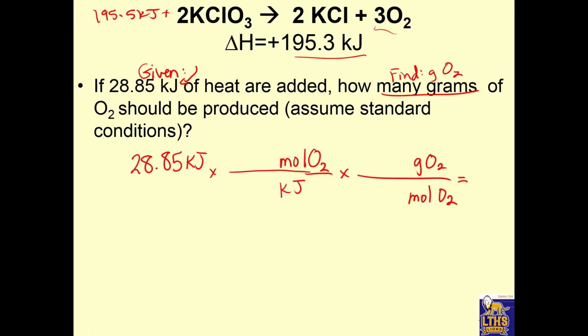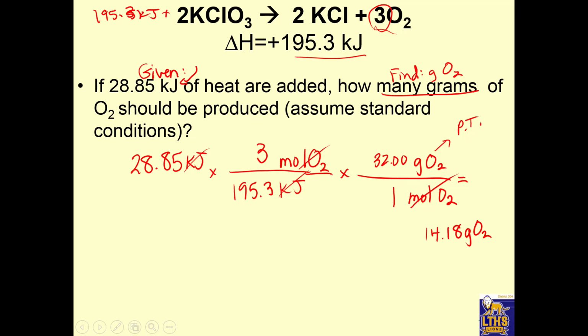And so then over here, I put moles of oxygen is a 3, and then kilojoules 195.3. Oh, I put 5. Okay. Grams and moles, moles is number 1, oxygen is 32. All right, so go ahead and see what you can get from that. When I did the math, kilojoules cancel, moles cancel, and I get 14.18 grams of oxygen. Okay, that's stoichiometry. Use your balanced equation. Use your mole stuff.